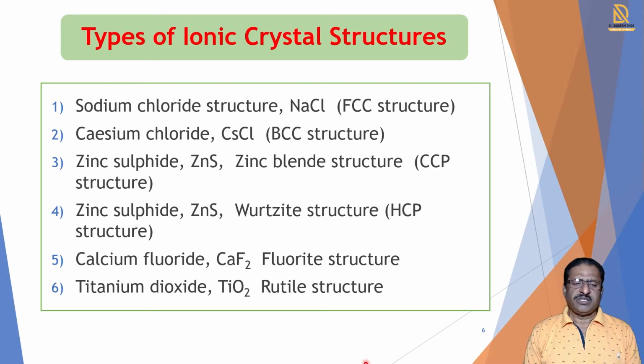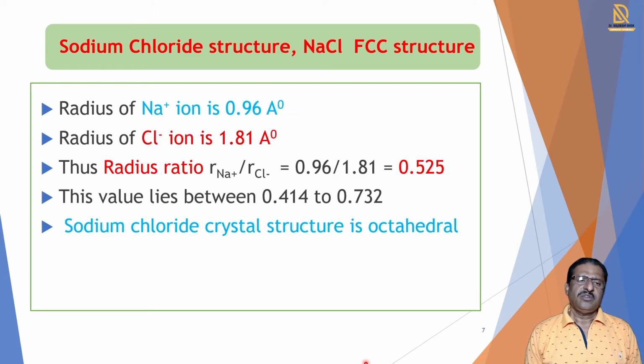Fifth type is calcium fluoride, CaF2. This is fluorite structure, that is called as fluorite structure. Sixth type is titanium dioxide, TiO2, and this titanium dioxide is rutile type of structure. So these are the 6 types. So mainly we see about the first two structures in details. So we see the sodium chloride structure or FCC structure.